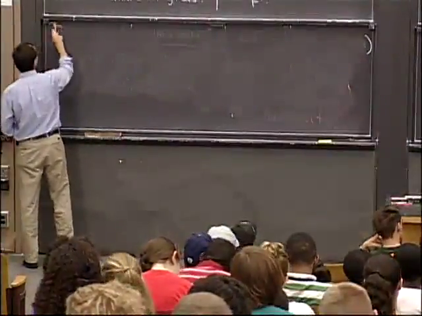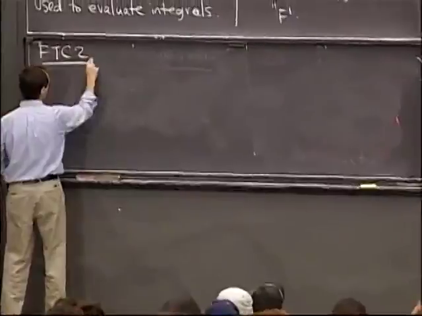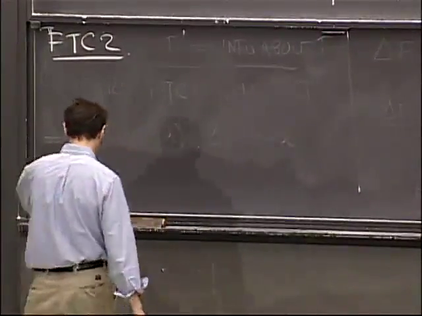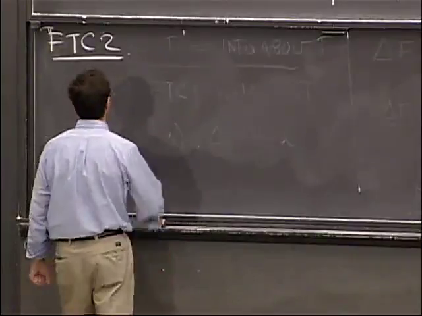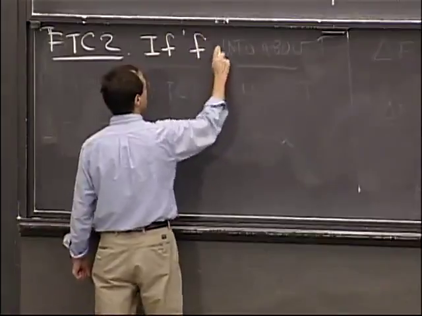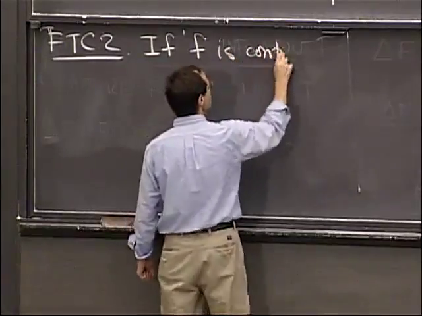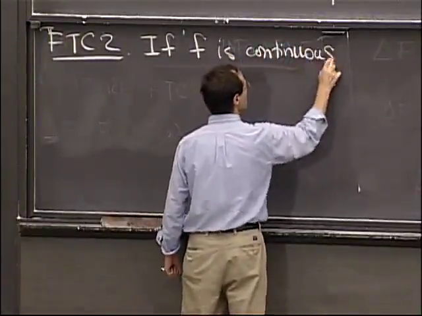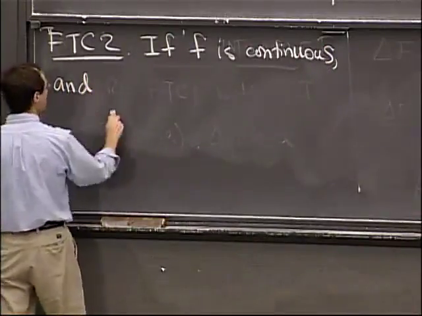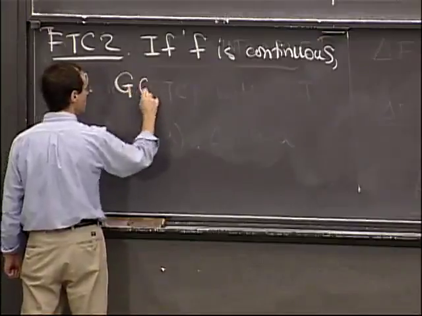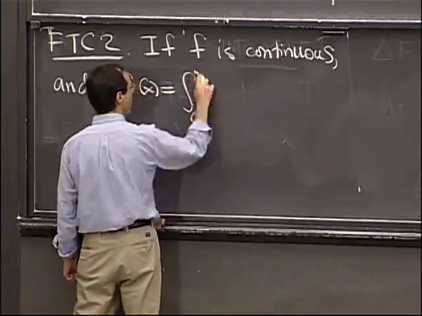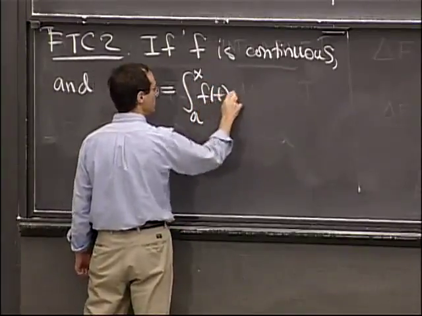So here's the fundamental theorem of calculus version 2. I'm going to start out with a function little f, and I'm going to assume that it's continuous. And then I'm going to define a new function which is defined as a definite integral. G of x is the integral from a to x of f of t dt.